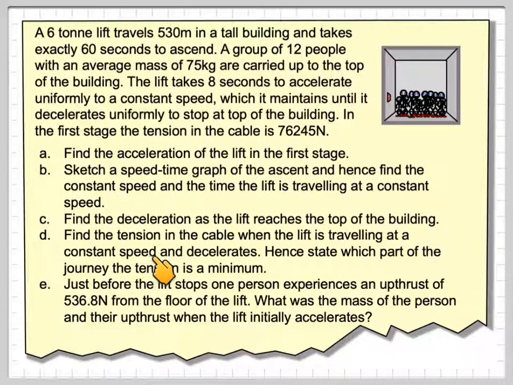D. Find the tension in the cable when the lift is travelling at a constant speed and decelerates, hence state which part of the journey the tension is a minimum. And E. Just before the lift stops, one person experiences an upthrust of 536.8 newtons from the floor of the lift. What was the mass of the person and their upthrust when the lift initially accelerates? So, quite a long involved question here.